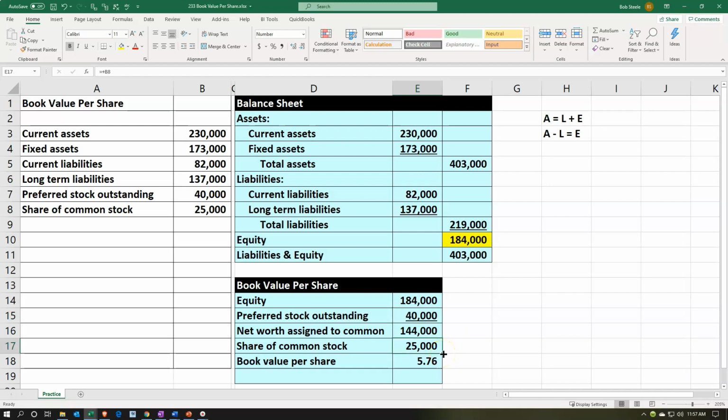I'm going to put an underline here just to format this. Home tab, Font, Underline. We'll put a double underline under the 5.76. Home tab, Font, drop down for the underline to the double underline, the two lines under the 5.76, that being our bottom line.